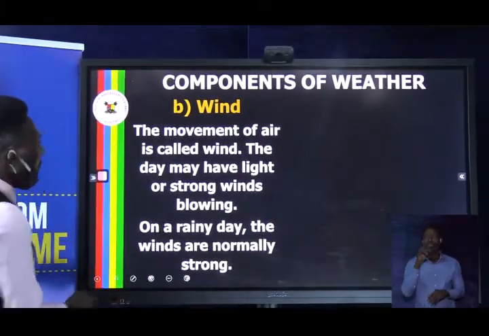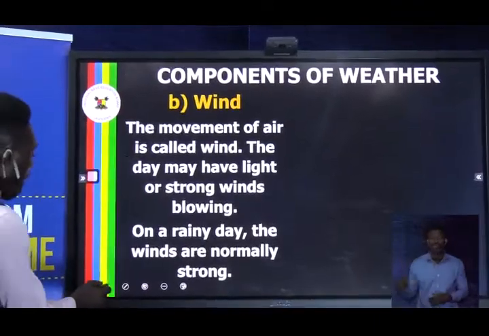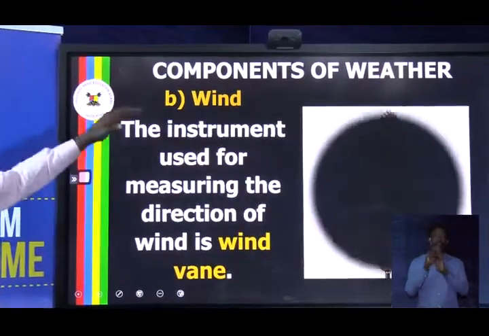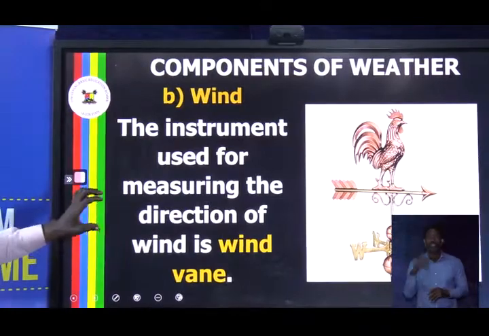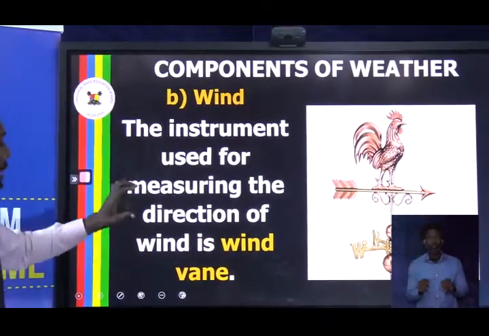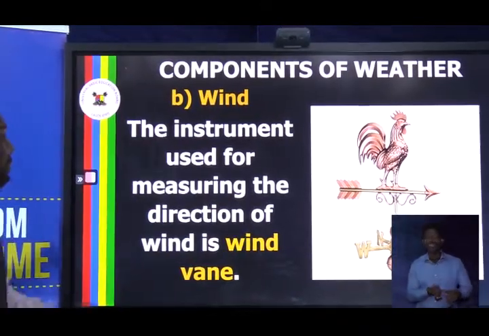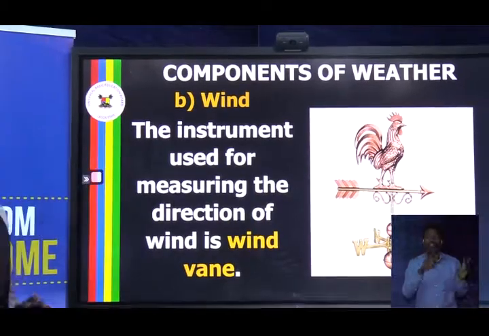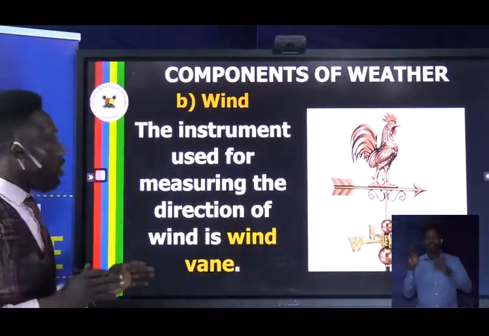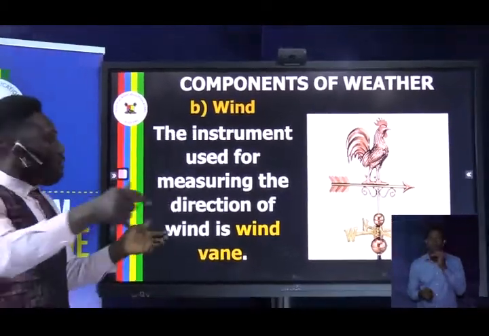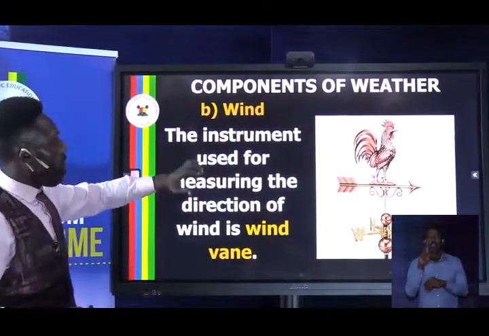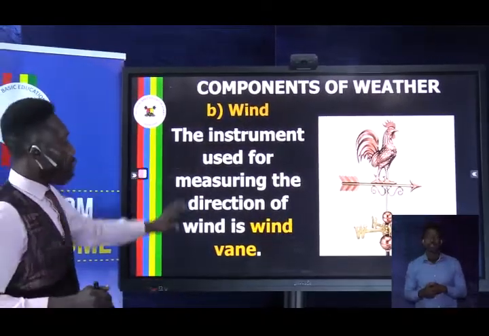So what instrument do we use to measure wind? Don't forget, the instrument used for measuring the direction of wind is wind vane. That is the instrument used for measuring the direction of wind, where the wind comes from.